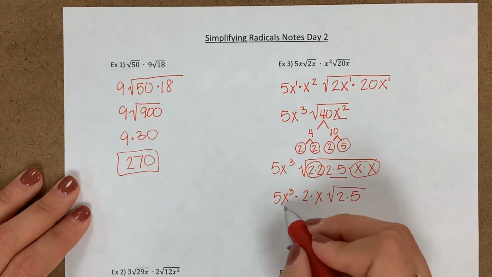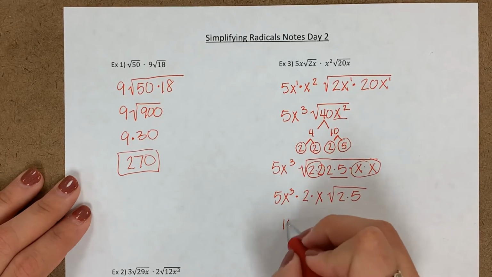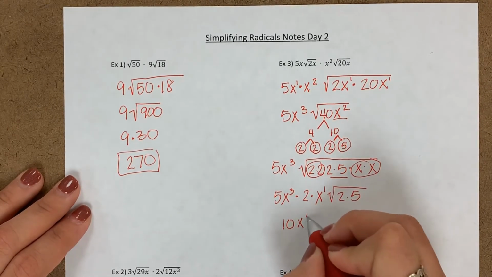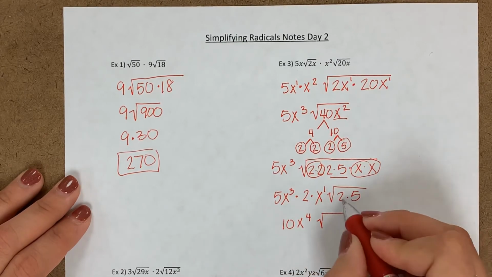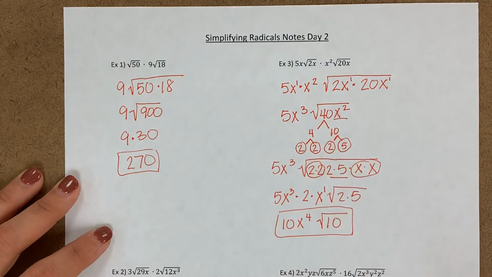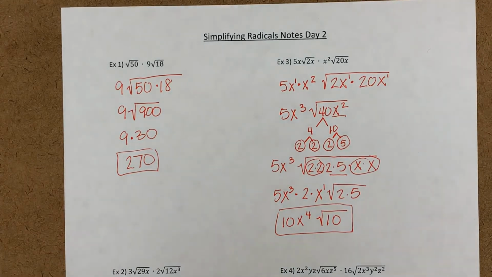Now we just simplify everything. So 5 times 2 gives us 10. X cubed times x to the first gives us x to the fourth. Square root of 2 times 5 is 10. That would be our final answer. Like I said, we'll do 2 and 4 in class together.